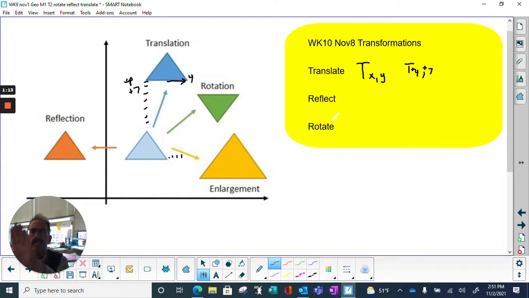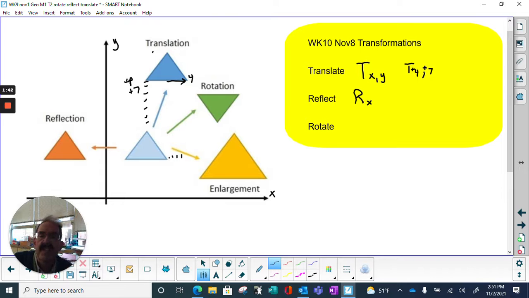Okay, to reflect. When we reflect over a line, in this case, it's reflected over the y-axis. So we use a capital R, and then we write the X for the x-axis. That's all we have to do. Now, the difficult one is rotation. So we reflect, we translate, now we rotate.